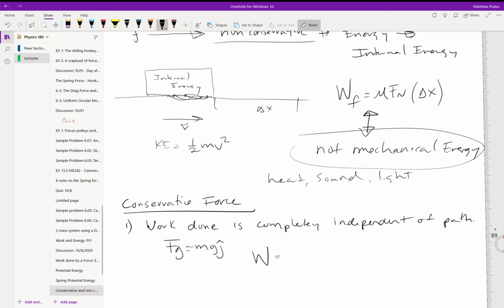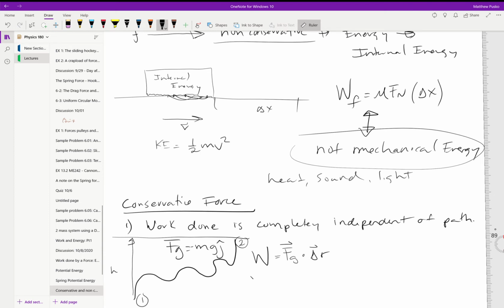If I wanted to know how much work was done, then we took the dot product of the force with the displacement, or delta R. And remember, we could move in any path we wanted. But if it's a conservative force, it's independent of the path. So all that matters is this distance h that we traveled from point 1 to point 2. Doesn't matter that we went left or right at all.